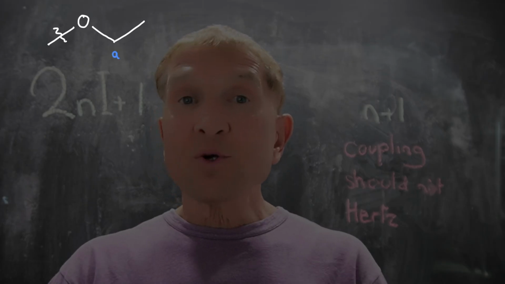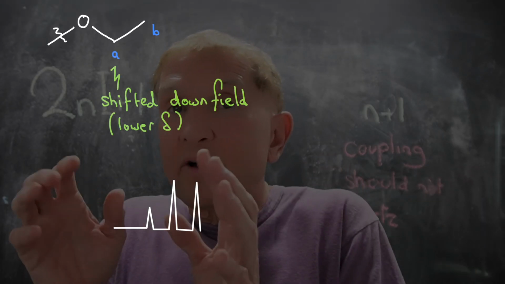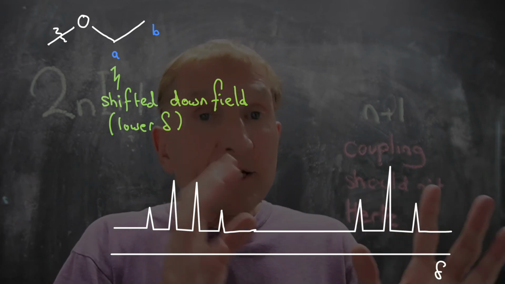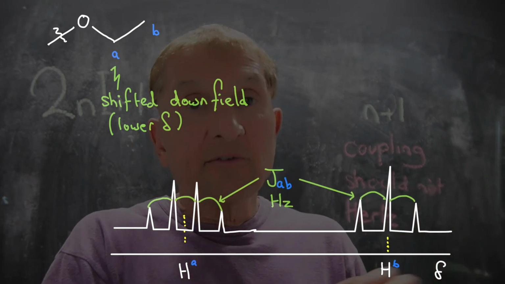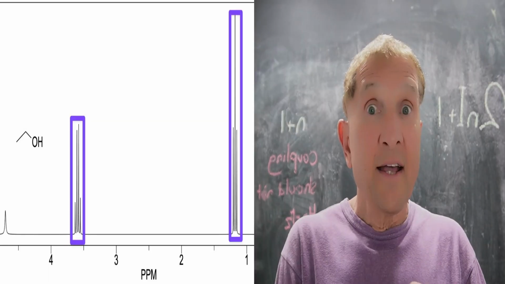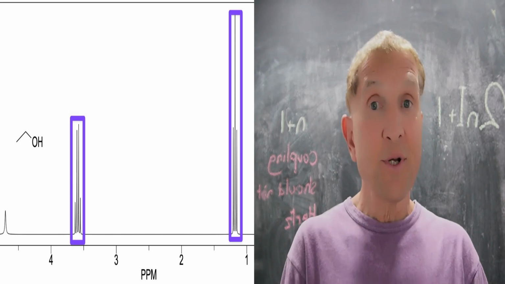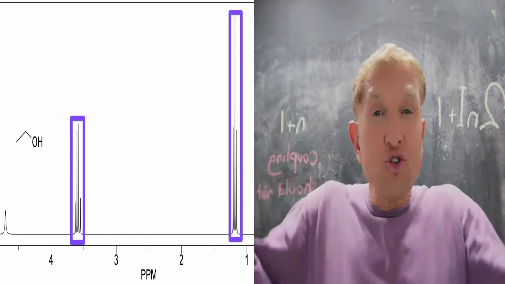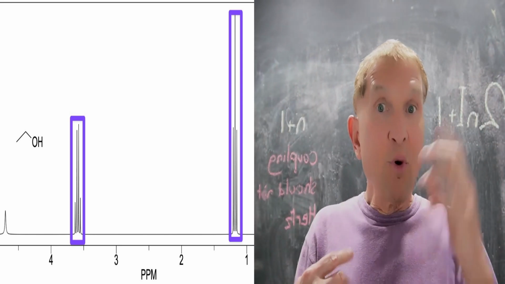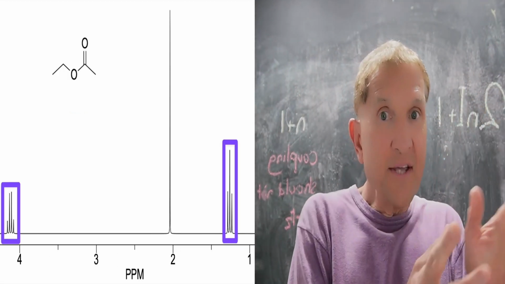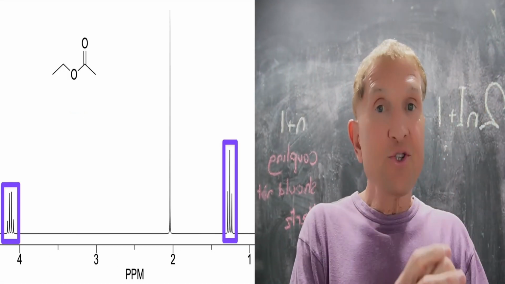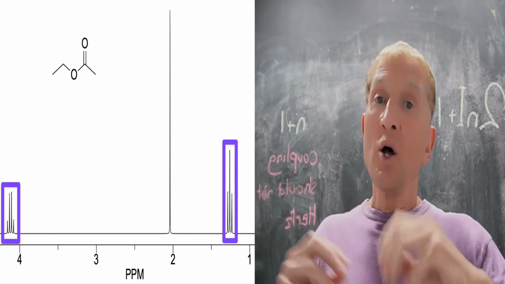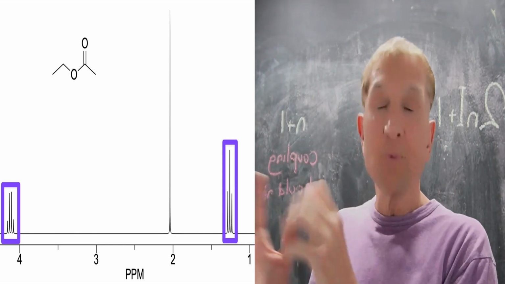We usually see the quartet downfield of the triplet because CH2s tend to be downfield of CH3. Consider an oxygen attached to an ethyl group. Oxygen, being more electronegative than carbon, draws electrons to it, more for the CH2 than the CH3. So the CH2 is less shielded, more downfield, much more downfield.